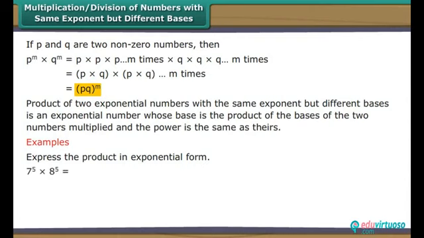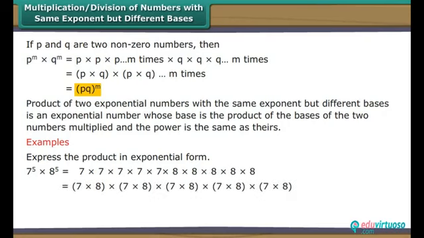7 raised to the power 5 into 8 raised to the power 5 is equal to 7 into 7 into 7 into 7 into 7 into 8 into 8 into 8 into 8 into 8 equals 7 into 8 into 7 into 8 into 7 into 8 into 7 into 8, which is equal to 7 into 8 raised to the power 5, which equals 56 raised to the power 5.